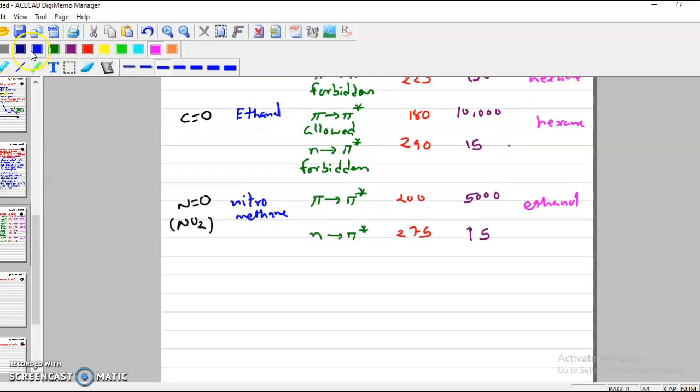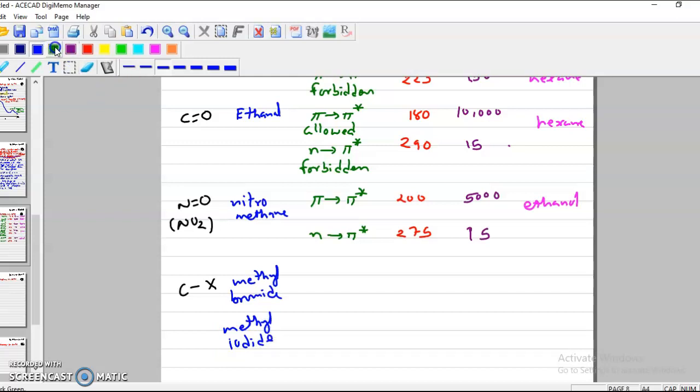The next functional group would be halogen, so the chromophoric group is C-X. Okay, and there are two examples. One is methyl bromide, another is methyl iodide.